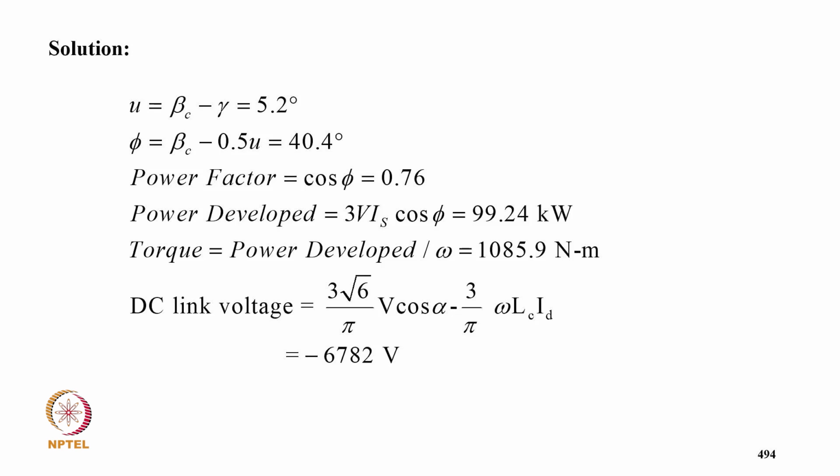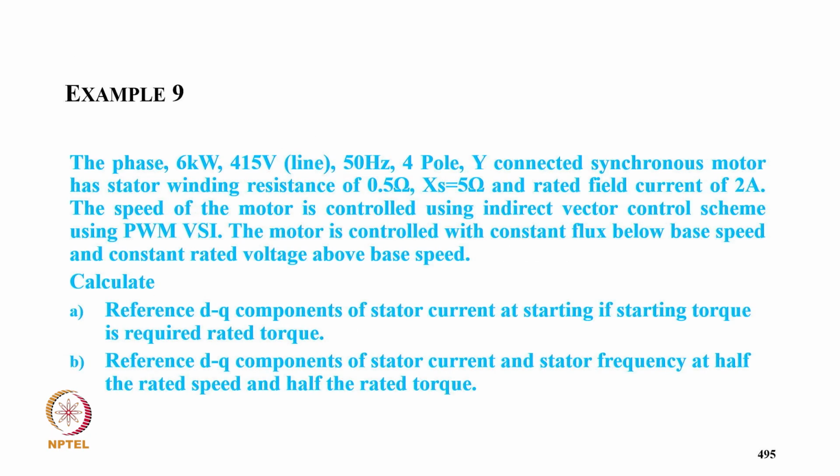Power factor is cos φ, that is 0.4. Power developed, 3 Vs Is cos φ, equals 99.24 kilowatt, and torque equals power developed divided by ω, that is 1000 to 85.9. Additional code is 3 root 6 upon π V cos α minus 3 upon π ω Lc Id, that is minus 6782 volt.